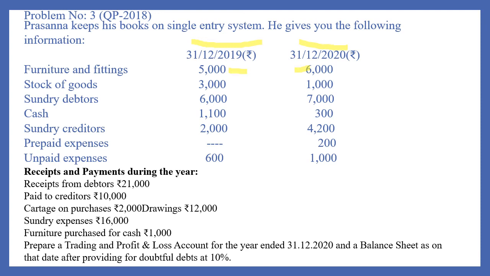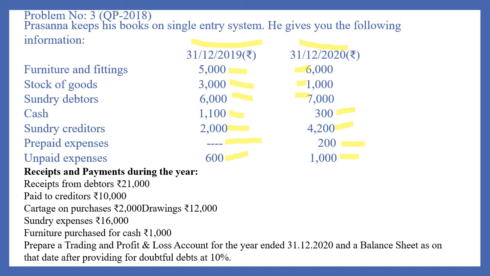That should be considered. Then stock of goods 3,000, closing stock 1,000. Sundry debtors 6,000, 7,000. Cash 1,100, closing 300. Creditors 2,000, 4,200. Prepaid expenses opening not there, closing 200 to be considered in the balance sheet. Unpaid expenses 600 in the opening balance sheet, 1,000 in the closing balance sheet.